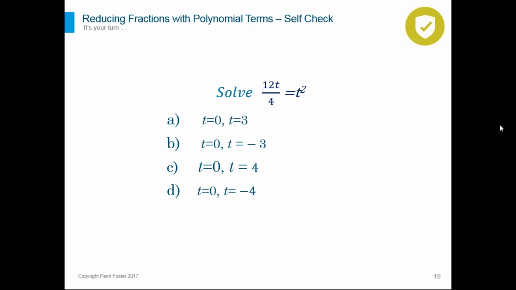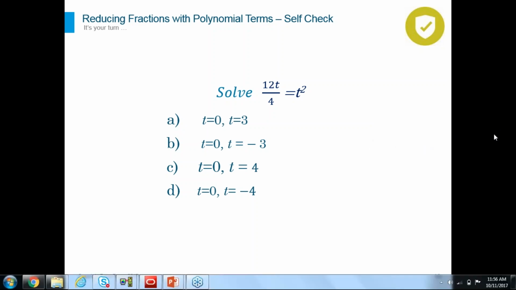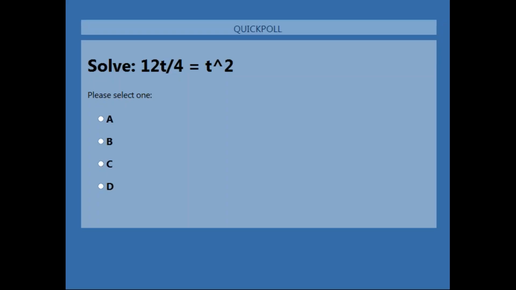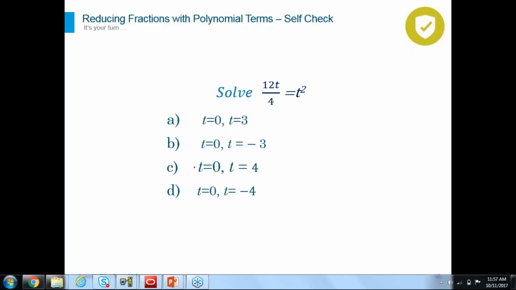Okay, I'm going to put the question up one more time, on a different screen, and you're able to share your answers here. What would be the two solutions of t that make the equation on the top true? Okay, the answer is A. A would be the right answer.